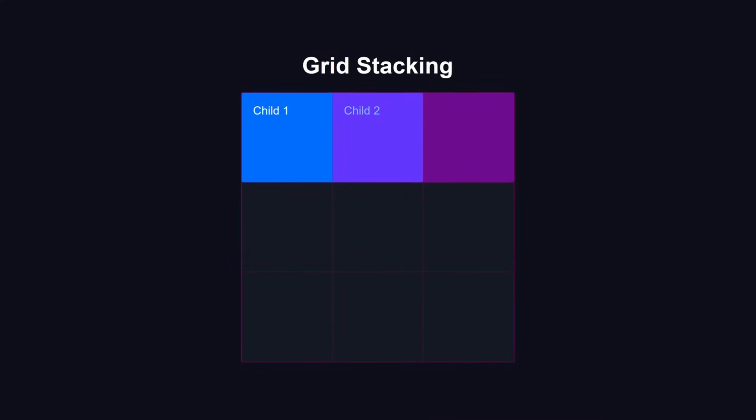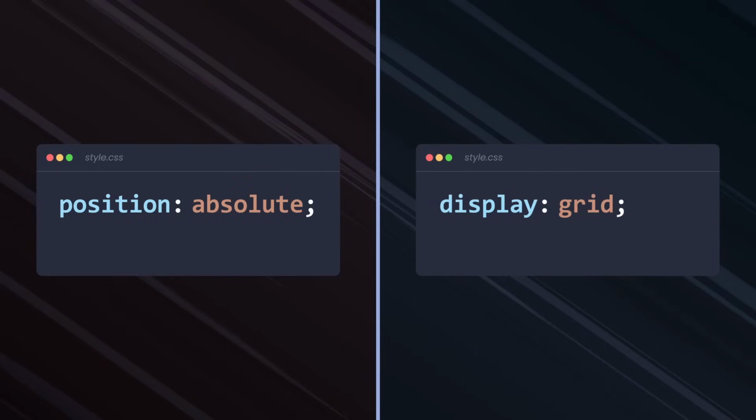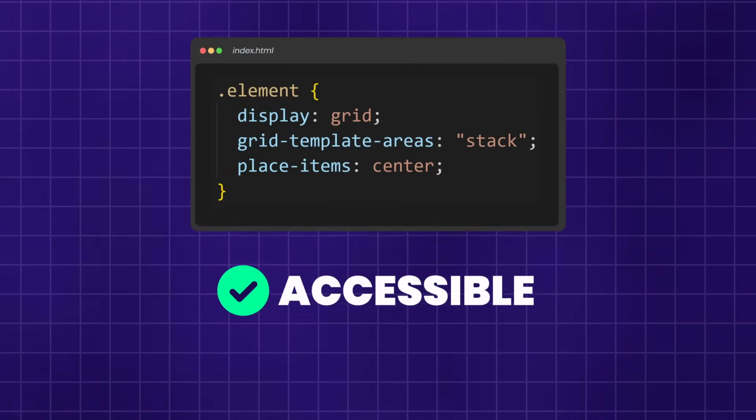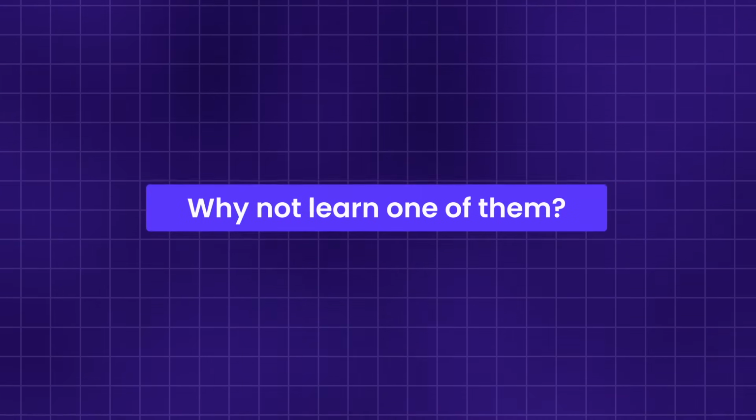In this video, you will learn how to use grid stacking as a great alternative to absolute positioning. Now, let me be clear, absolute positioning isn't bad, but whenever I use it, it just feels a bit wrong, especially since there are alternatives that are more accessible and more responsive. So why not learn one of them?